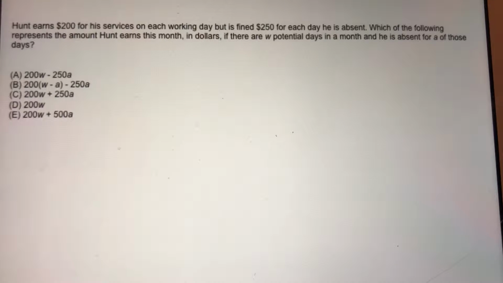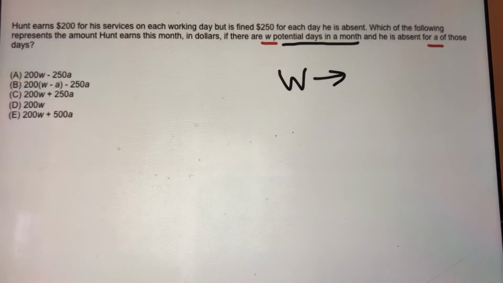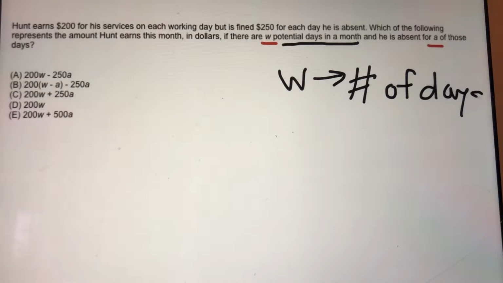All right. So the first thing we should note is the variables. So we have W and we have A. W is the amount of days in a month. It says potential days in a month. That's essentially the number of days in a month. So we put number of days in month.